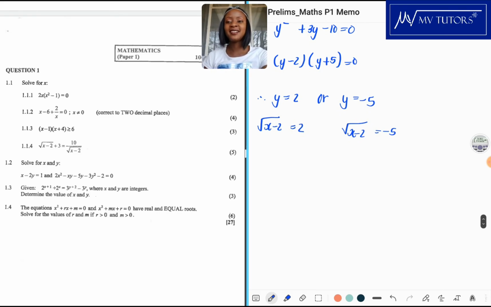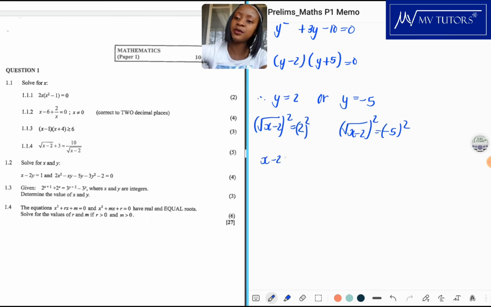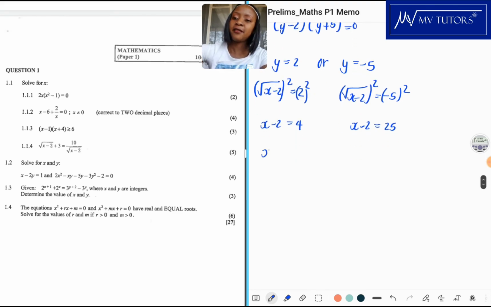If I take the square root to the other side, I'll be squaring both sides because I want to get rid of that square root. So I'll be left with x minus 2 is equal to 4, and then x minus 2 is equal to 25. Then I have that x is equal to 6. If I take 2 to the other side, I have x is equal to 27.